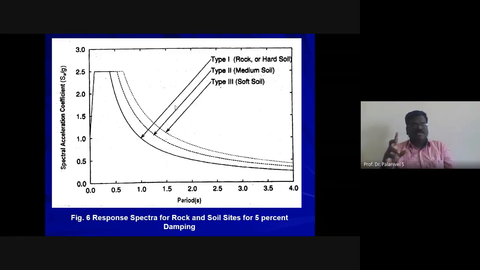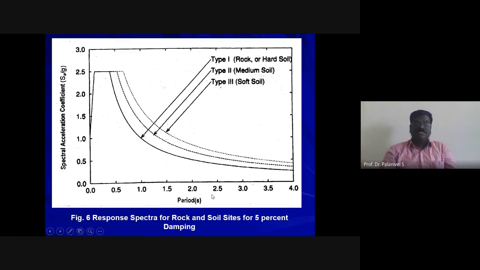In IS 1893, 1984, the method of computation of design lateral loads was called the seismic coefficient method. But in IS 1893, 2002, they changed that name into equivalent static force procedure, computation of equivalent static force. The name seismic coefficient method was removed. The same response spectrum was adopted as shown here.